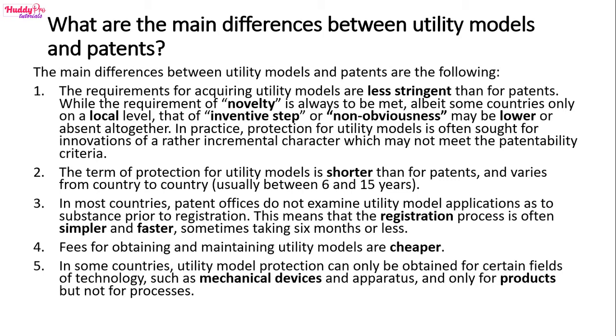Okay, another difference, number 2, is that the term of protection for utility models is shorter than for patents, and this varies from country to country. We said already that from 6 to 10 or even up to 15 years, that's the period for the utility model, whereas the patent can go from 20 years and above. Now, number 3, in most countries patent offices do not examine utility model applications as to substance prior to registration.